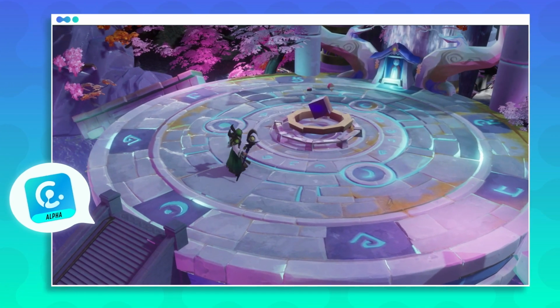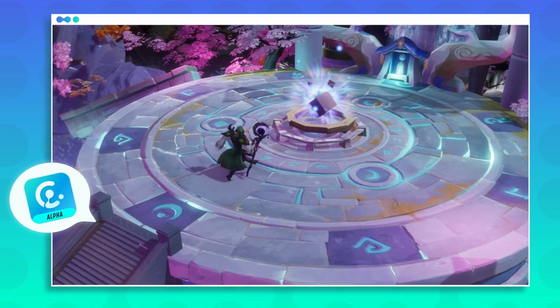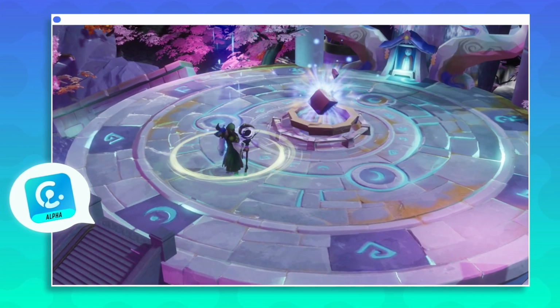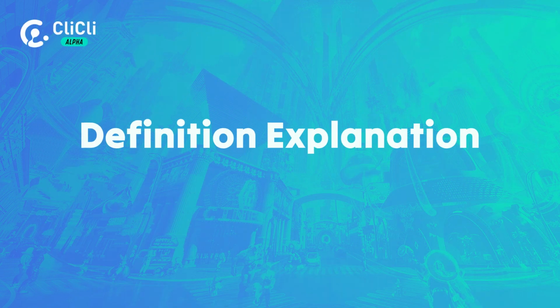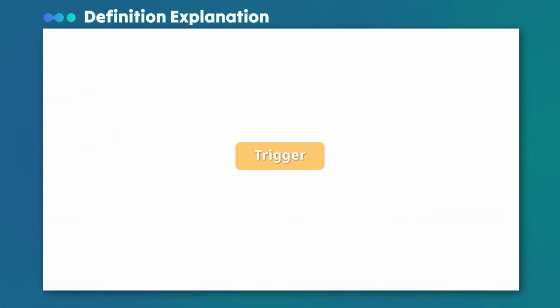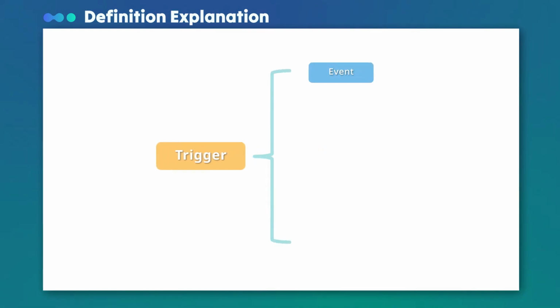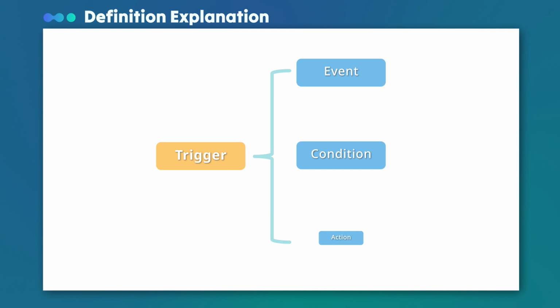The mystery man approaches the portal and disappears instantly. How is the effect achieved? Let's check it out together. Trigger in CliCli can implement almost all the functions in the game. As we already introduced, it consists of three parts: event, condition, and action.